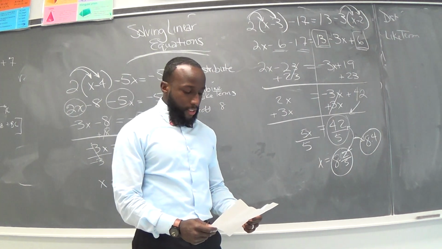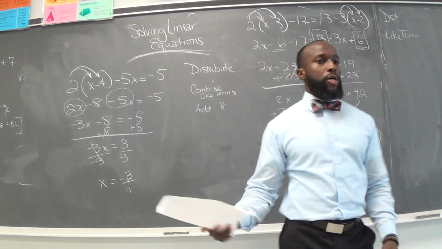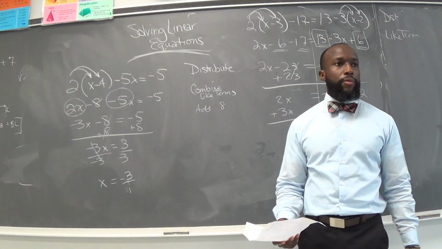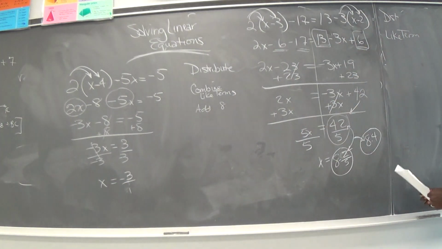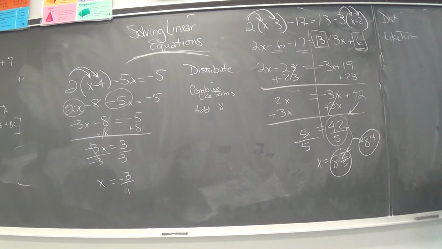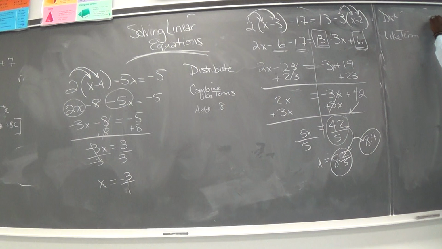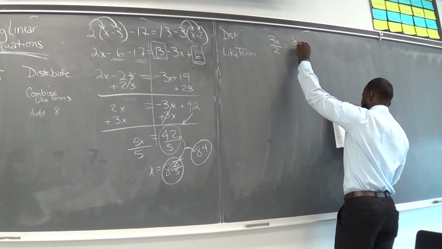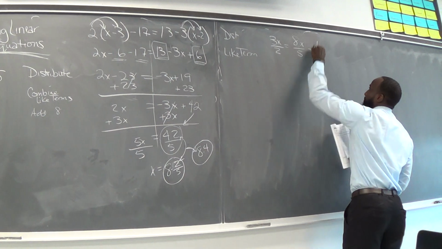Now, here's our last question that we're gonna look at. What if it was all fractions? Alright? You gotta find the greatest common factor. So, let's look at this one. 3x over 2 equals 8x over 5 minus 4.